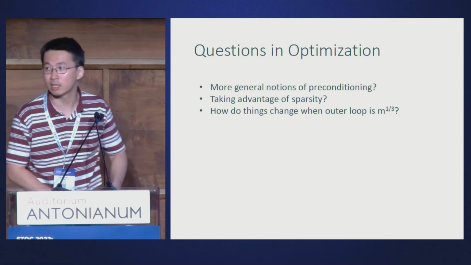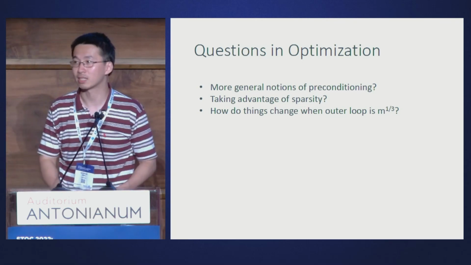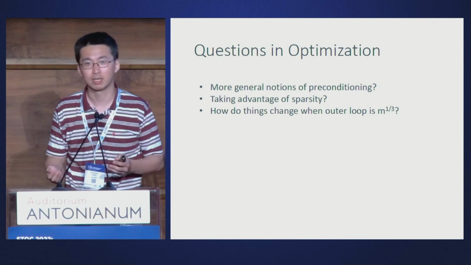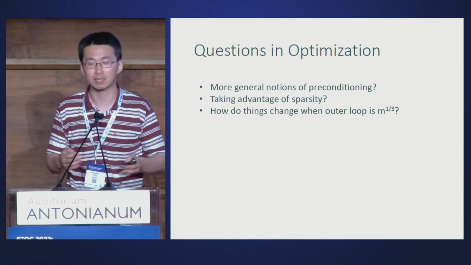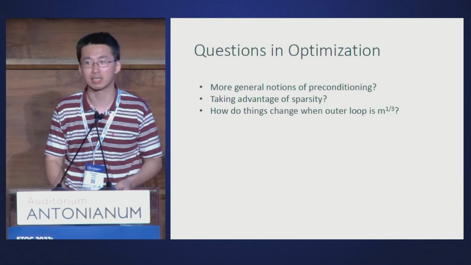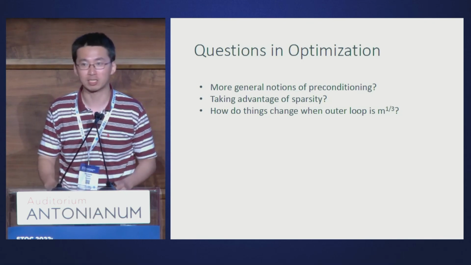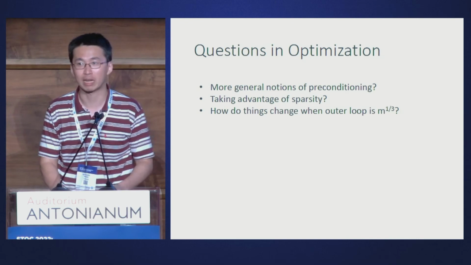And this is the question I think Amory was asking: what happens if the iteration count is something like 1/3 instead of 1/2? What happens to things as we go into that regime? And that one, with sparsity, can also change things up quite a bit.